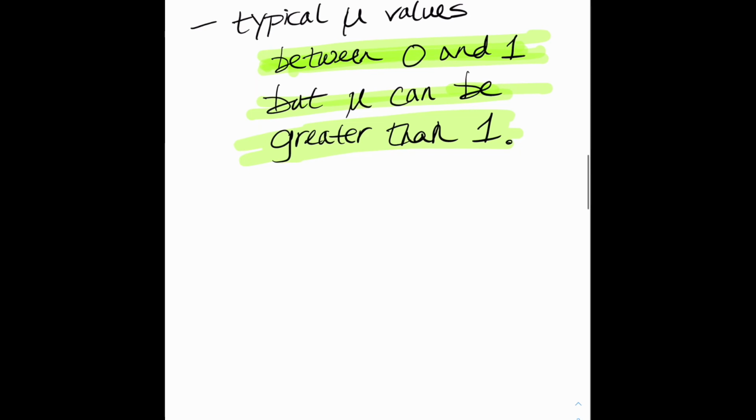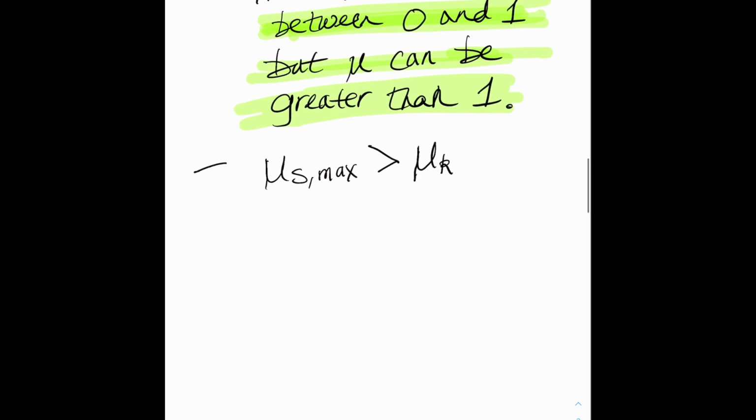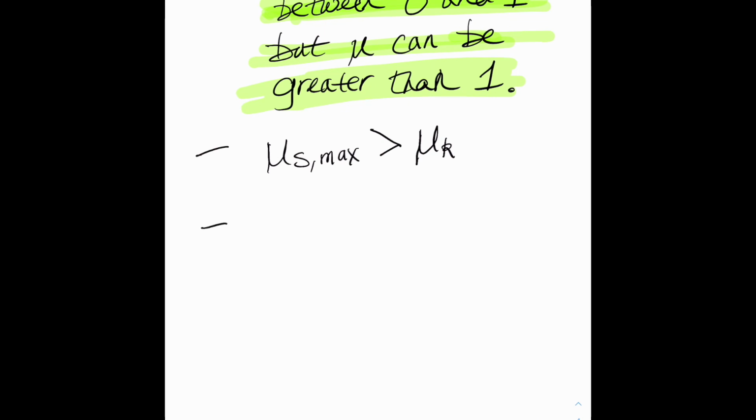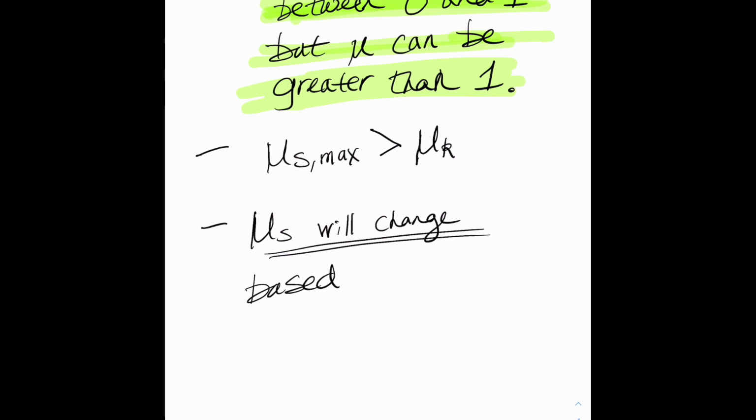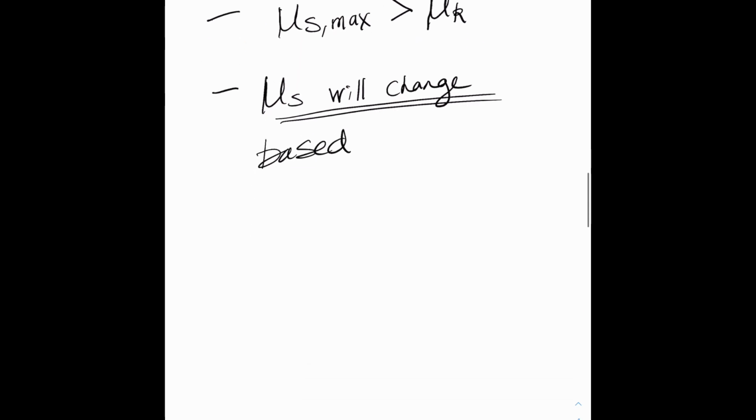We can even compare mu static and mu kinetic. We can say that mu static maximum is always greater than mu kinetic. So one more thing we can say is that mu static will change. So sure, mu static can have a maximum, but mu static itself will change based on the friction static required.